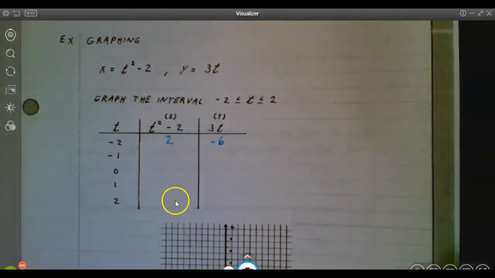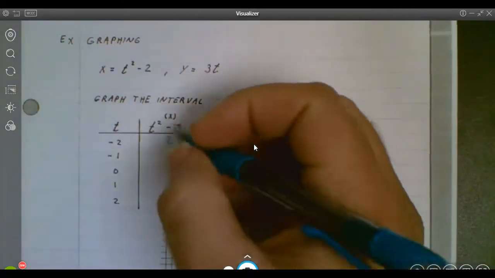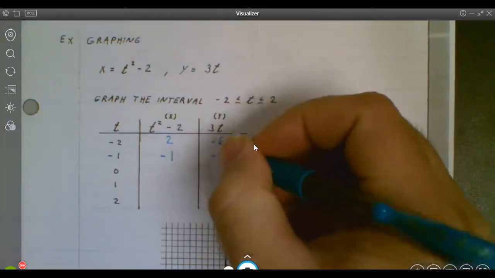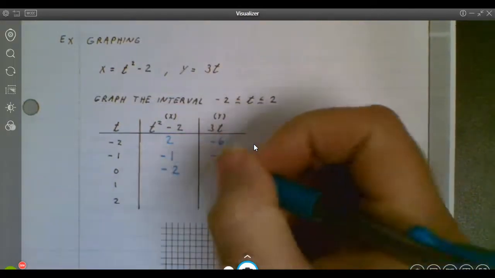And so as we keep generating these values within our time interval, again, we're just having to plug them into each component separately to see how it gets affected by that period of time. So as we plug in -1 into the x component, -1 squared is 1 minus 2 is -1. -1 into this guy would be -3. 0 is nice and simple.